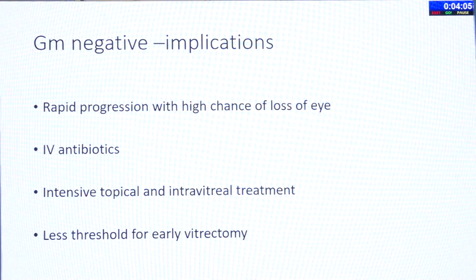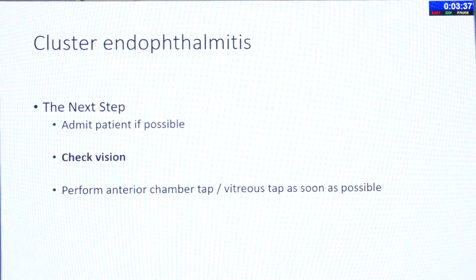And the other implications are they rapidly progress, gram-negative organisms, with a high chance of loss of eyes. And if it is a gram-negative organism, in contrast to what the Endophthalmitis Vitrectomy Study showed, we do give a parenteral antibiotic. It could be an IV antibiotic or a parenteral antibiotic is preferably given. And we have to treat these patients with intensive topical and intravitreal treatment and a lower threshold for early vitrectomy. So most often we jump in and do a vitrectomy in these patients to save the eyes.